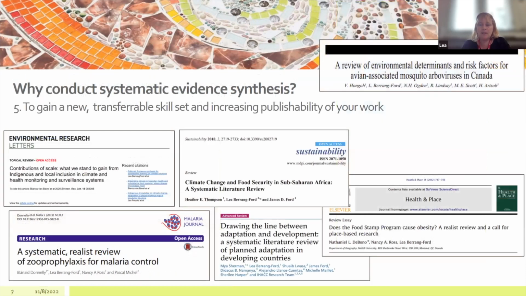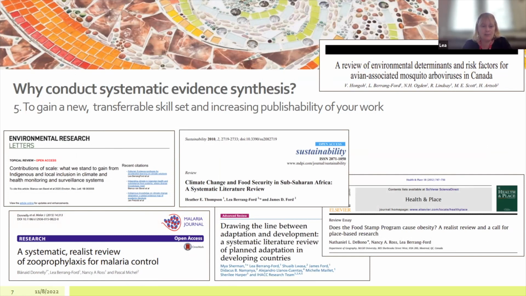And finally, particularly for early career researchers, why conduct this? Well, to gain a new and transferable skill set. It's incredibly valuable to have a skill set and tools for systematic evidence synthesis. This means you could publish papers that might not otherwise be publishable. Many systematic evidence synthesis papers tend to be highly cited because they're very useful to others.